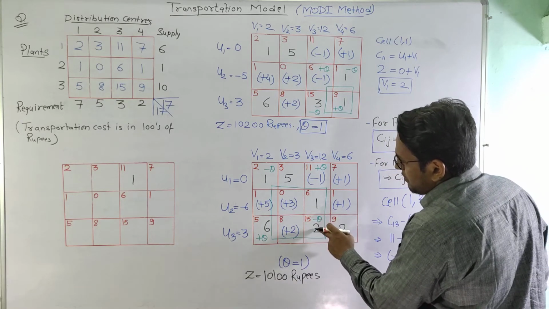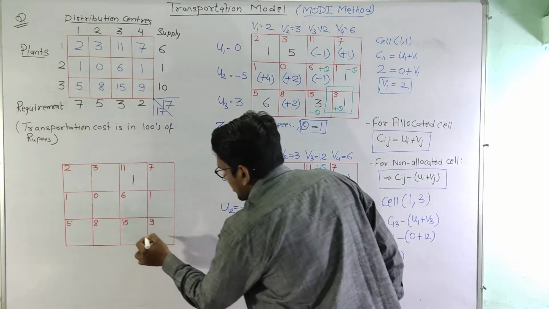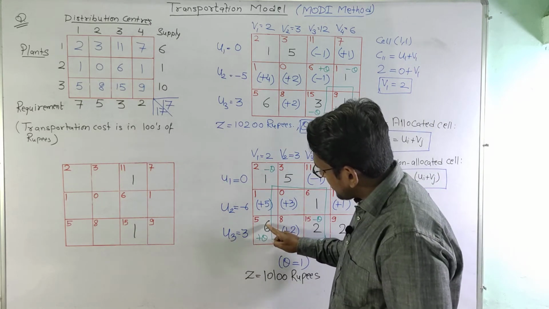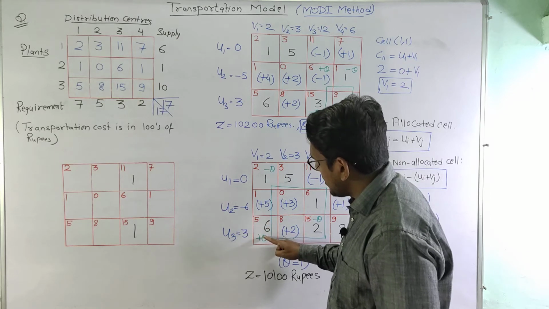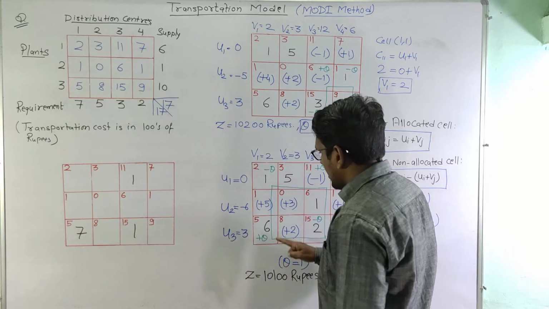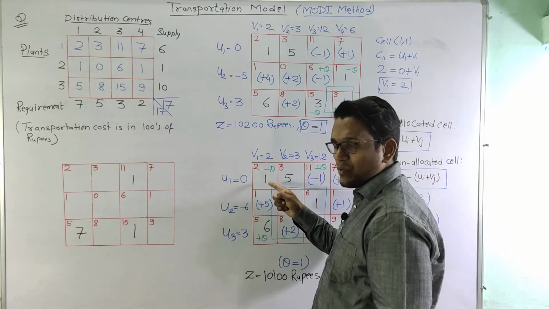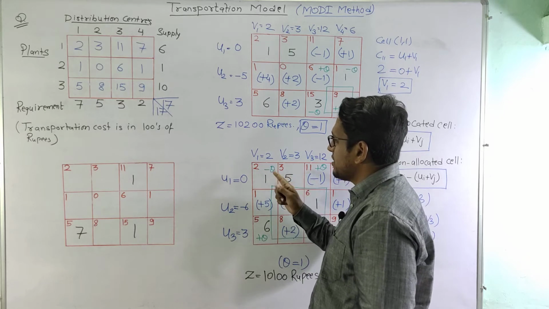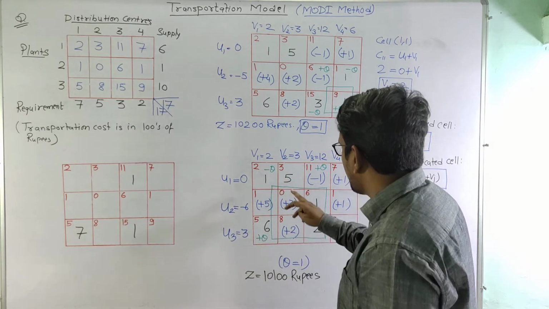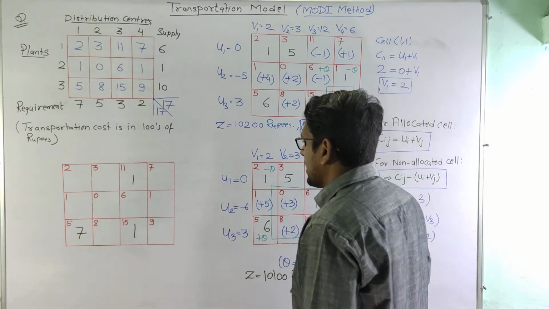So 2 minus 1 will be 1. The new allocation in this particular cell is 1. Similarly, in this particular cell, 6 plus theta, that means 6 plus 1 is 7. So this will become 7. And this will be 1 minus 1. That means previously it had one allocation, and by removing it, there will be no more allocation available. And the remaining allocations 5, 1 and 2 will remain as they are.